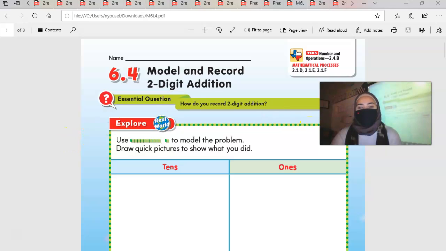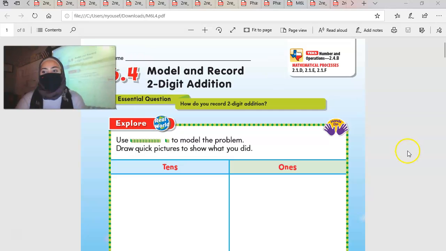All right, hi, welcome. Here is our Go Math lesson 6.4. We're on page 97. Today we will be focusing on model and record two-digit addition.